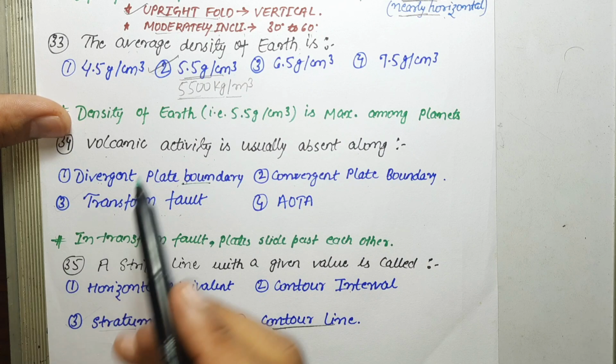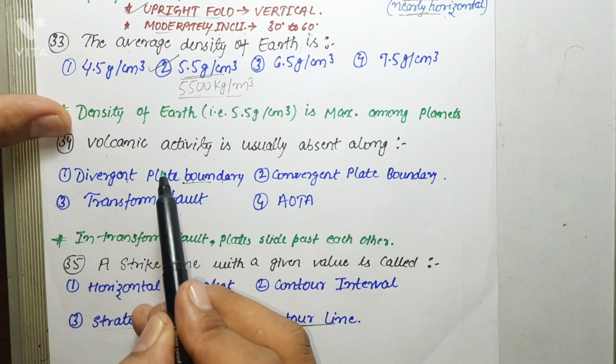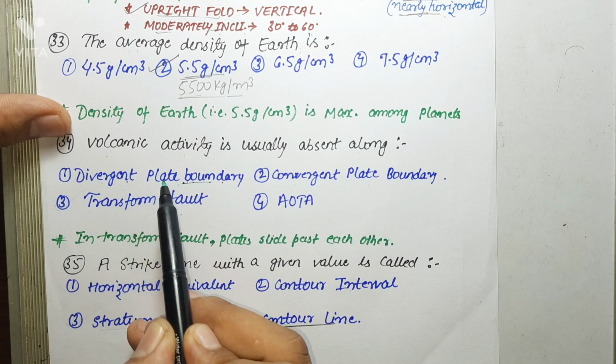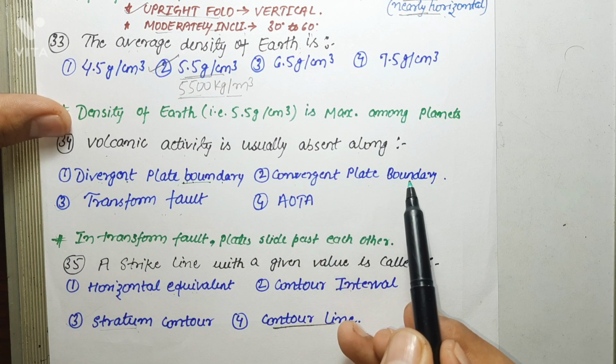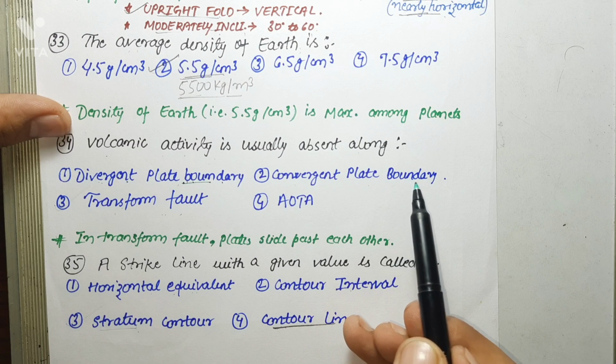Okay, so in a divergent plate boundary, plates are constructed so that new crust is created, so these are known as constructive plate boundaries. And in a convergent plate boundary, plate crust is destroyed, so these are known as destructive plate boundaries.